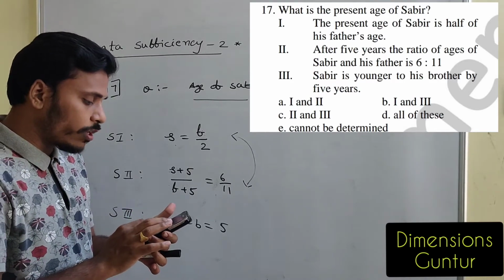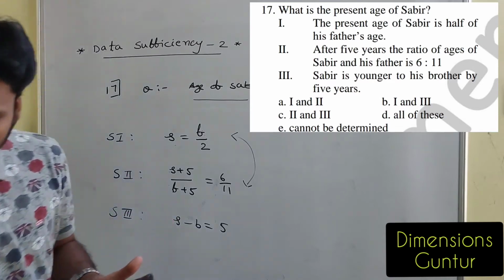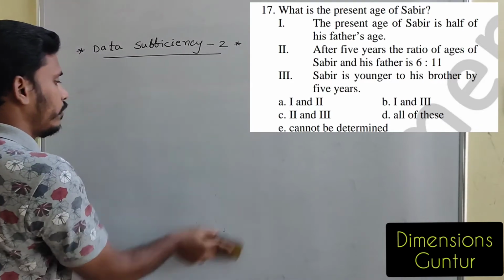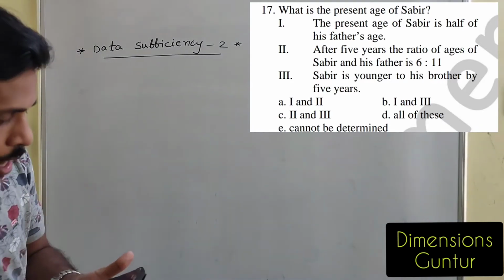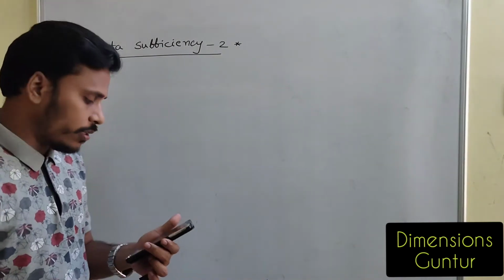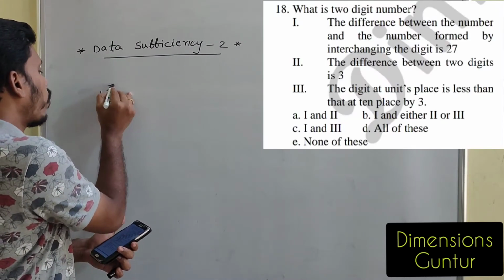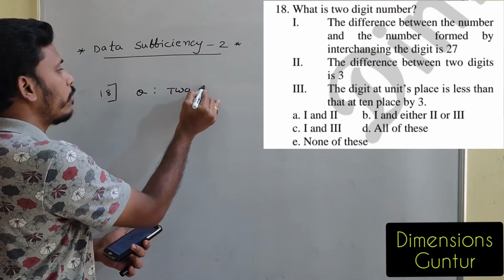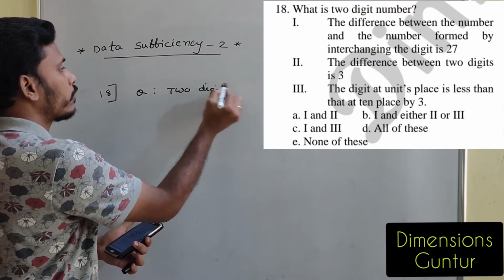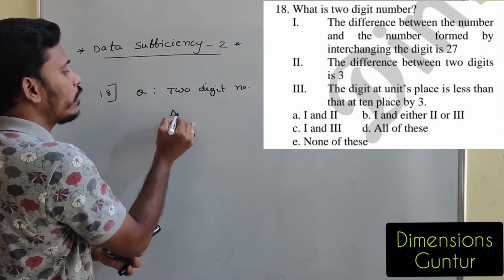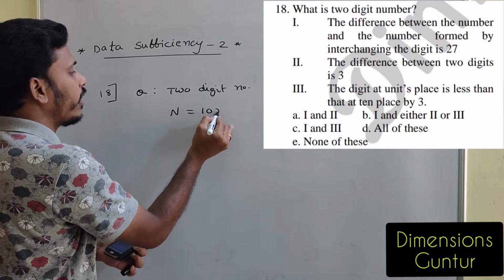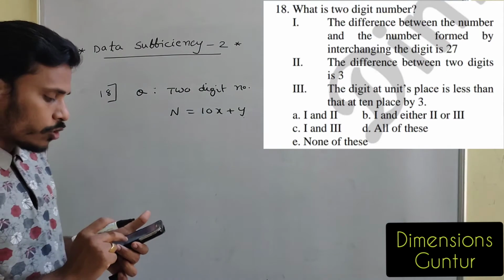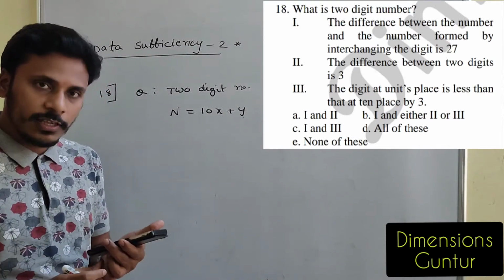Then you need to think about the 18th problem. Okay? Just have a look at the board for the 18th. What is the 2-digit number? The question part is to find a 2-digit number. Usually a 2-digit number may be considered as 10x plus y, where y is the units digit and x is the tens digit. So we will consider 10x plus y as the 2-digit number.